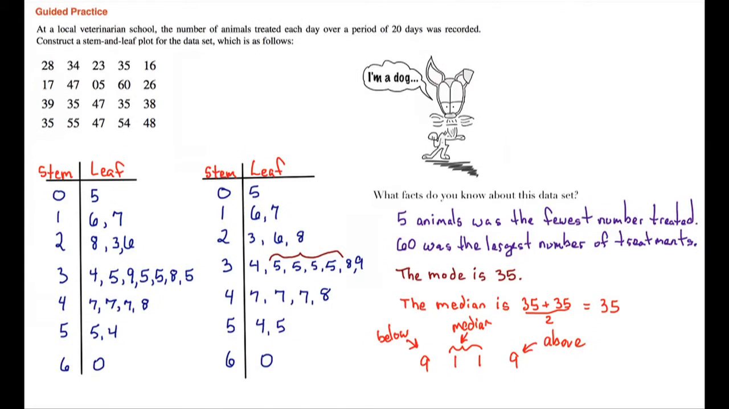Our mode is 35. The median is going to be 35 plus 35 divided by 2 because we see there are 9 below and 9 above 2 numbers, so you have to average the 2 whenever that happens. And let's see, that's it.